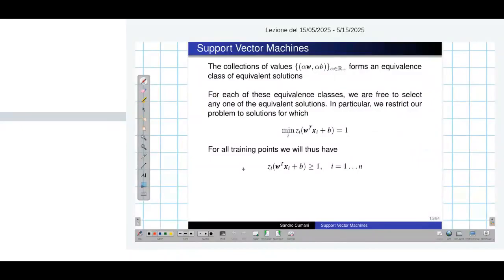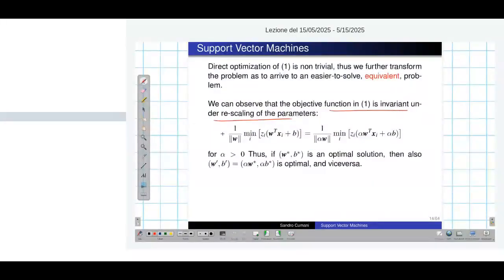Which means that we can choose the value of alpha. So given a solution W and B, then also alpha W and alpha B will give me the same value of the objective function. So if W and B are optimal, also alpha W and alpha B are optimal. So when we consider one hyperplane, we are essentially jointly considering the family of all hyperplanes that are described by vectors that are parallel to that one. We can restrict ourselves to consider only one of these solutions.